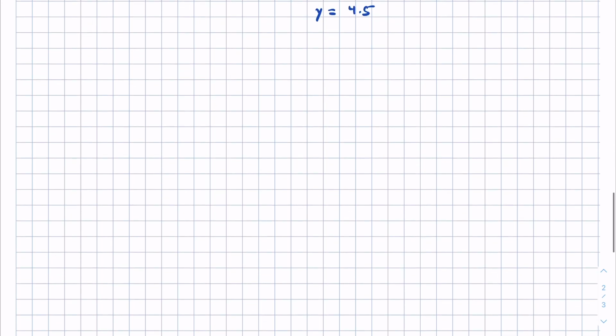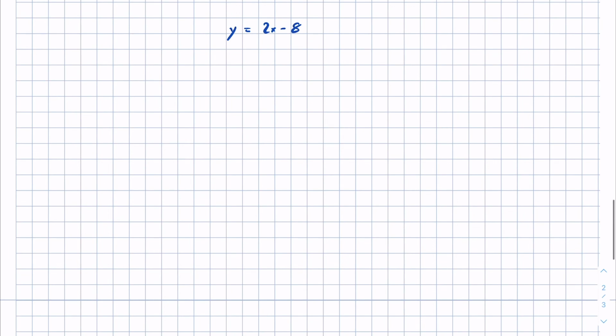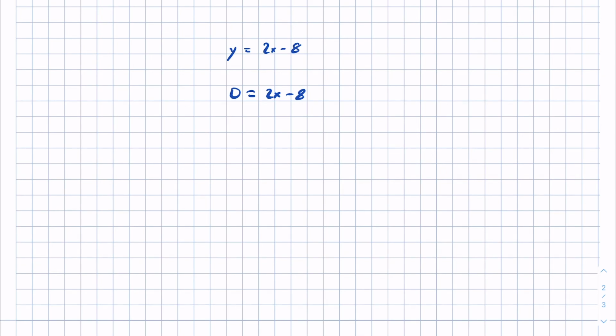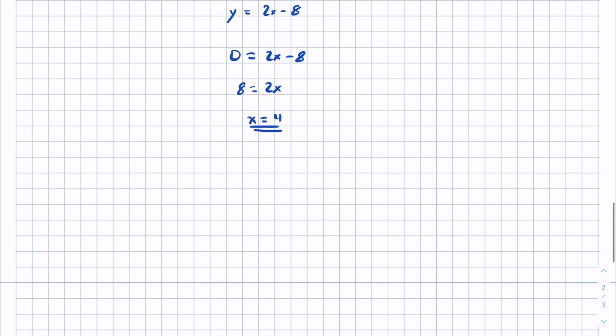Let's say that we have the equation y is equal to 2x minus 8. Let's graph this equation by finding the x and y intercepts. In order to find the x-intercept, again, we want to first set y to be equal to 0. So we have 0 is equal to 2x minus 8. We then add 8 to each side, which gives us 8 is equal to 2x. And then we have x is equal to 4. And this will be our x-intercept.